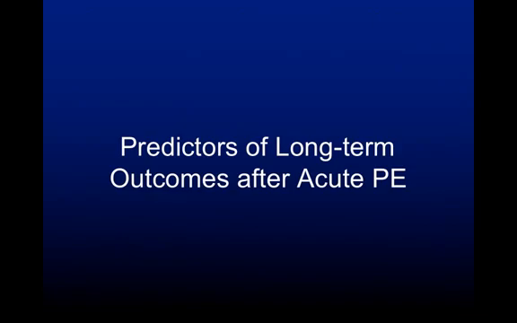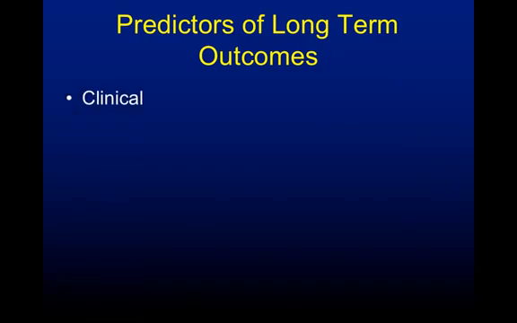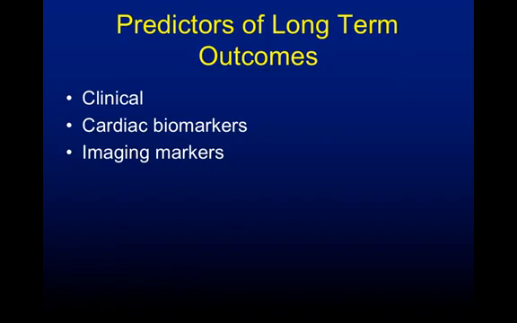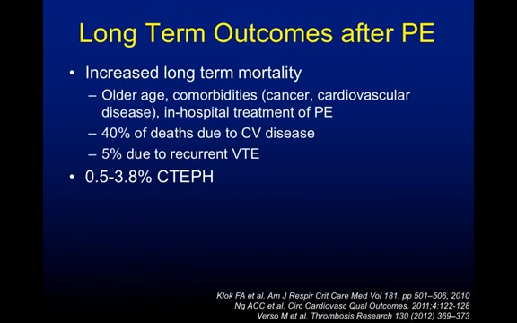What are the predictors of long-term outcomes after acute PE? Again, we have clinical, serum biomarkers, and imaging markers. As far as clinical markers are concerned, there's an increased long-term mortality in older age patients, patients with comorbidities, and those patients who had their PE treated in hospital.